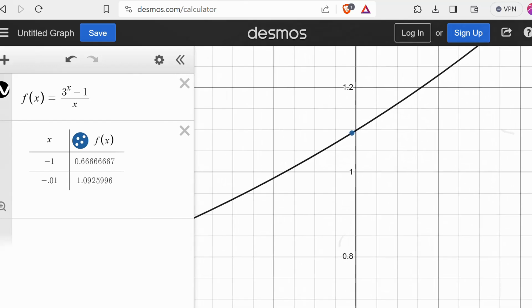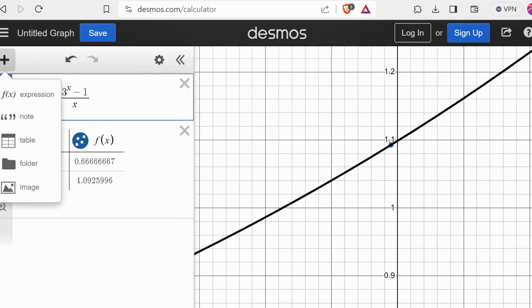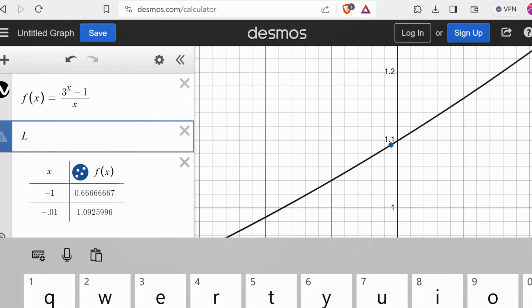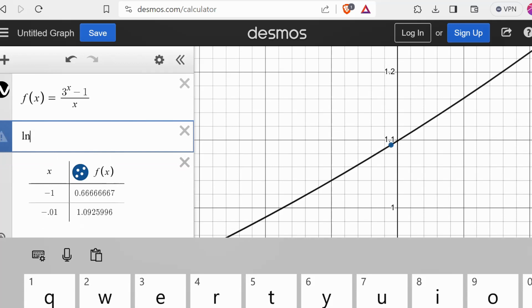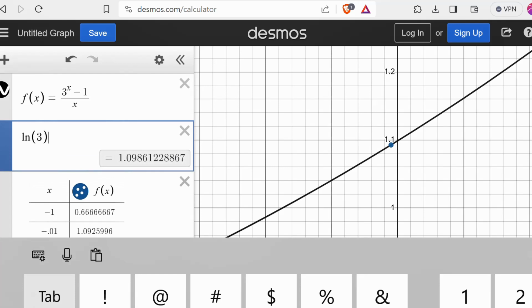And if we zoom into this plot here, we can kind of see what's going to happen. It looks like it's coming to like, what value is that? 1.09. So let's get a new value down here, maybe. And let's compute that. What's the natural log of 3? Oh, there it is. Okay, 1.09.